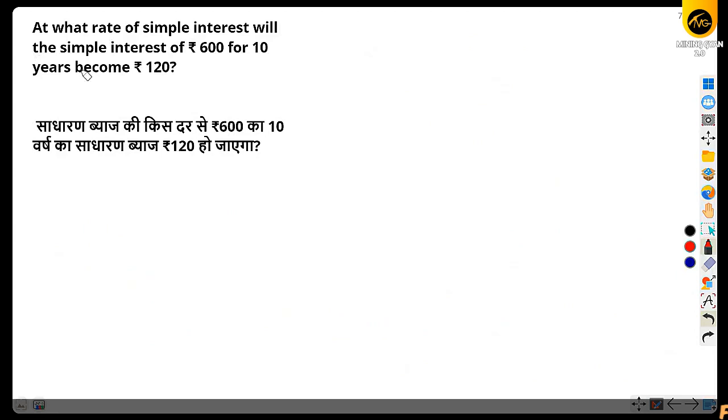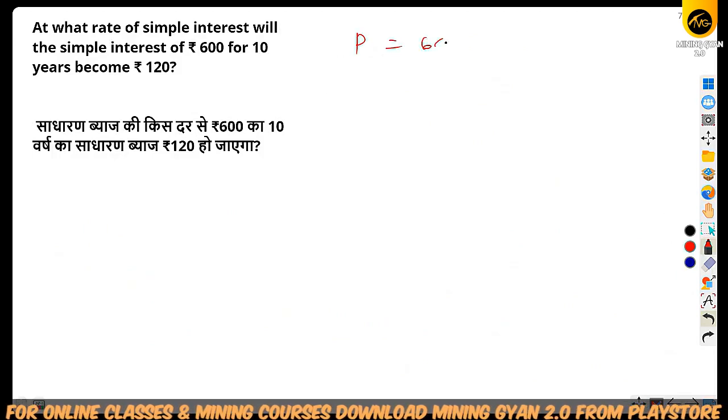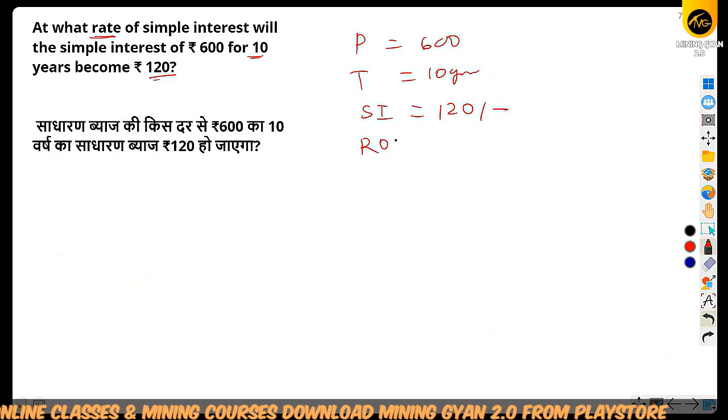Now the next question is: at what rate of simple interest will the simple interest on 600 rupees for 10 years become 120 rupees? Okay, so here we have the principal amount equal to 600 rupees and the time is 10 years. And the simple interest will become 120 rupees. So already we have the simple interest, that is 120 rupees. And now we have to find out the rate of interest.